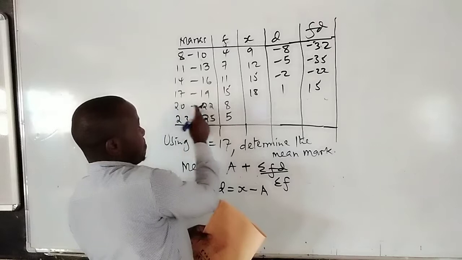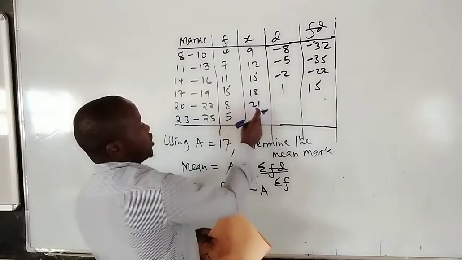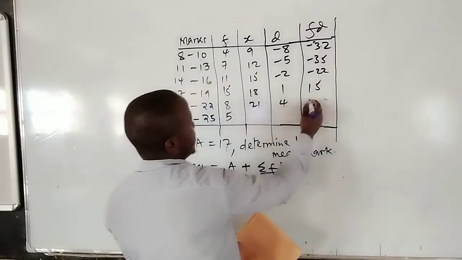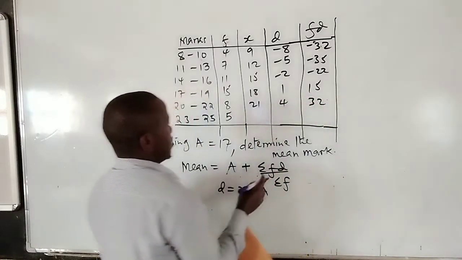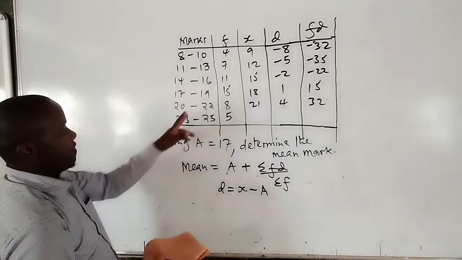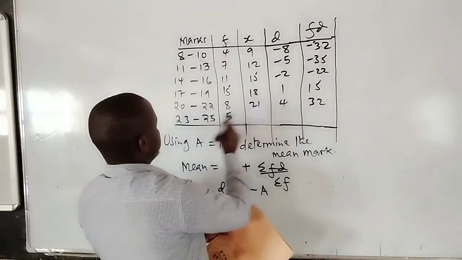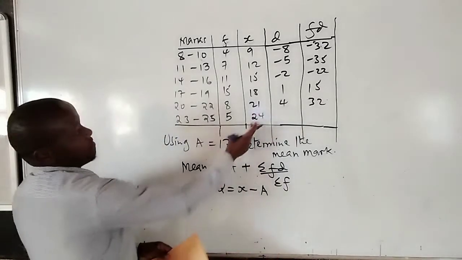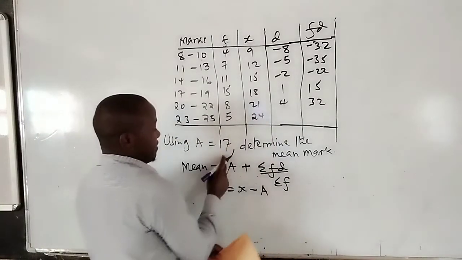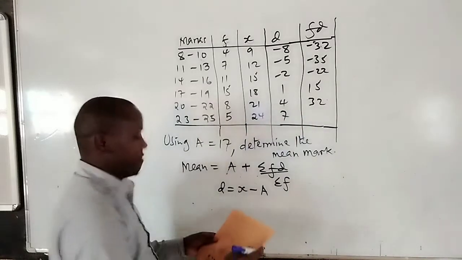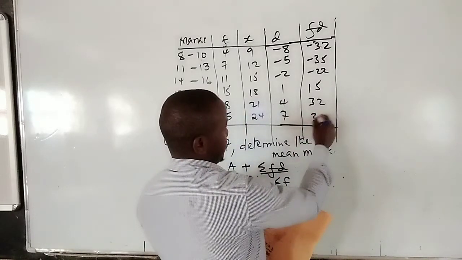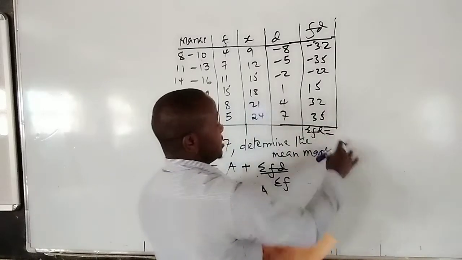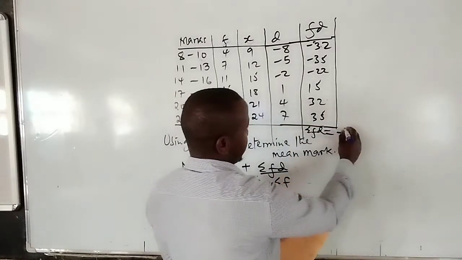Then the midpoint here is 21. 21 minus 17, we get 4. 4 by 8, we get 32. Then here we have 24 as the midpoint. 24 minus 17, we get 7. 7 by 5, we get 35. Therefore, when we add the sum of FD, we will get negative 7.